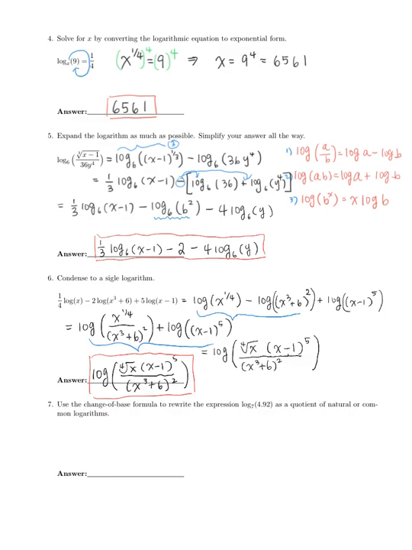Okay, so now let's go to number 7. Use the change of base formula to rewrite the expression log base 7 of 4.92 as a quotient of natural or common logarithm. Okay, so first, again, you need to memorize this formula.